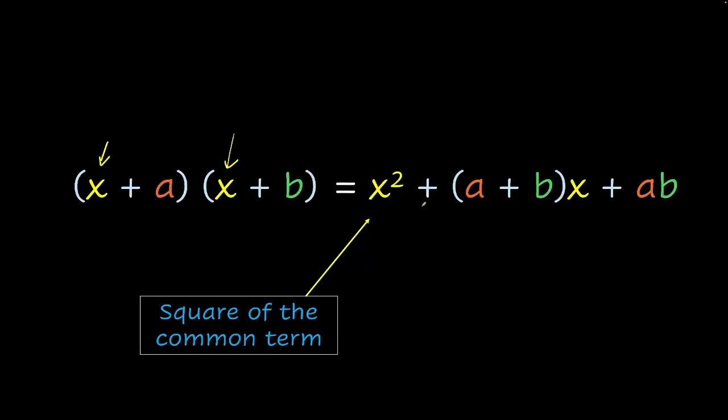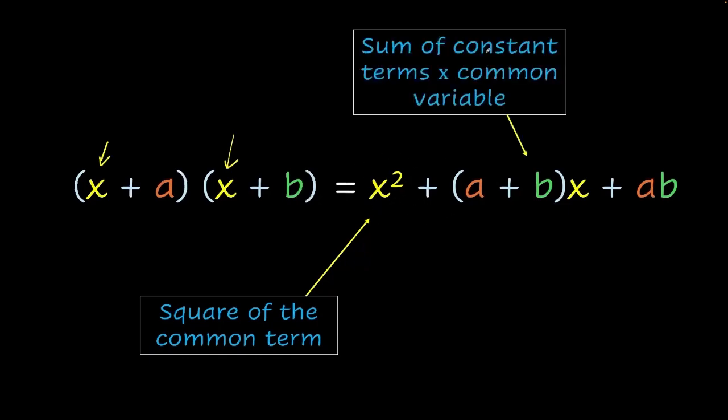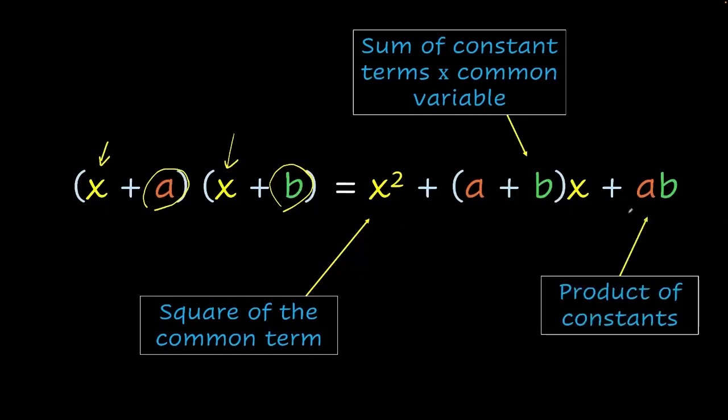It is x squared plus the sum of the constant terms multiplied by the common variable. So whatever constant terms you have, one constant is a and one constant is b. So you add them up and multiply it by the common variable. So x squared plus (a + b) into x plus the product of the constants. That is what the identity gives you. You might be better off remembering it and not always trying to solve it multiple times. So (x + a)(x + b) gives you x squared plus (a + b) into x plus ab. Let's try and tackle some questions.